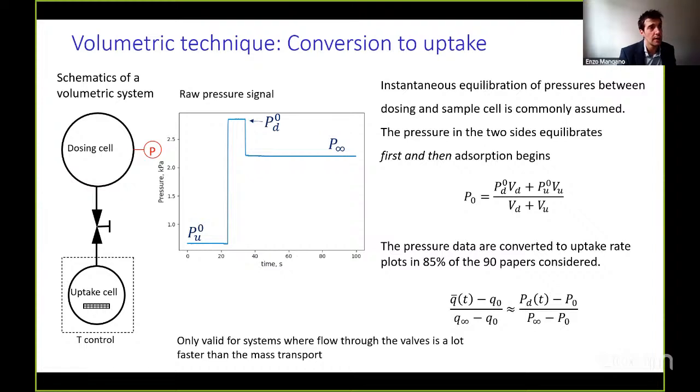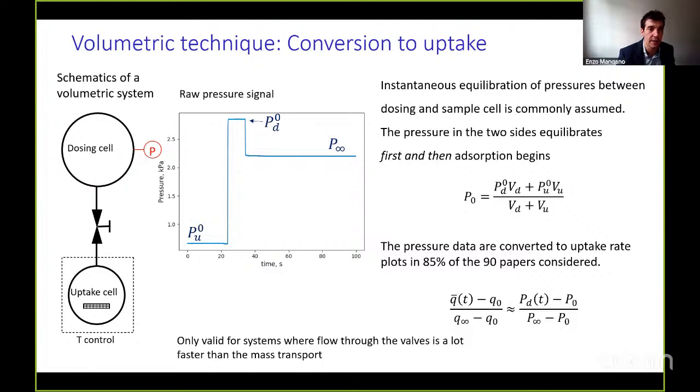The pressure in the dosing cell is then, with the valve closed, obviously increased to a new value, which is P0D. And then once the absorption experiment starts, you open the valve in between the two volumes and you allow the system to equilibrate to P infinity. Now, if you assume that the equilibration of the pressure between the two volumes is instantaneous, you essentially have the case where the valve is infinitely fast. In this case, what is generally done is that it's assumed that the two sides are equilibrated first, and then the absorption starts.